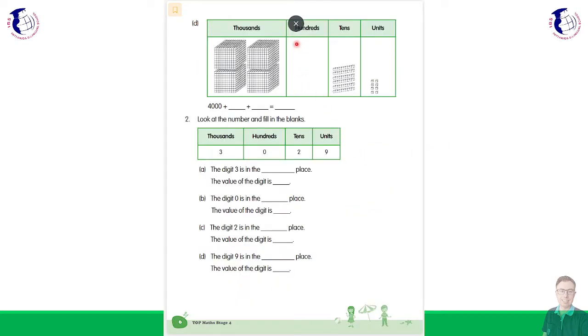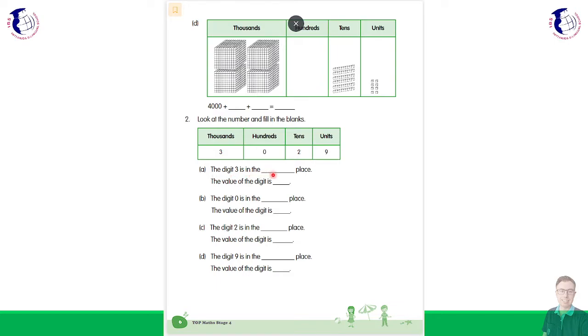Page number 6. Similar again, you have thousands, hundreds, tens, and units. The thousands have been entered for you. No hundreds, so enter the tens, enter the units, and enter the total 4-digit number here. Question 2. Look at the number and fill in the blanks. It's given you 3 thousands, 0 hundreds, 2 tens, and 9 units. So there's a few questions with some blanks to fill in.